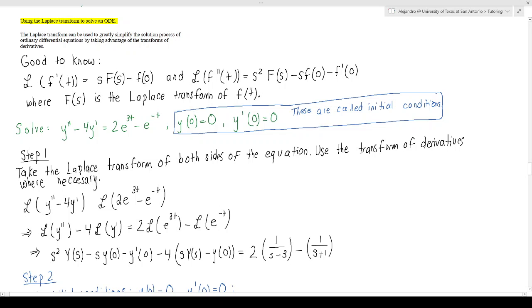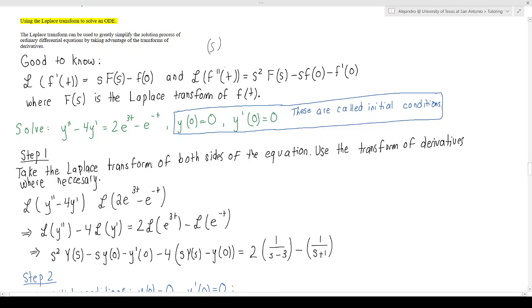We need to know that the Laplace transform of the first derivative of a function f of t is s times capital F of s minus f of 0. And capital F of s, sometimes referred to as big F of s, is basically the Laplace transform of f, so Laplace of f of t. That's what big F of s is.